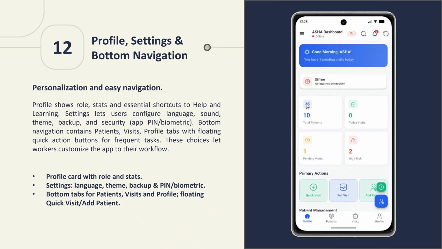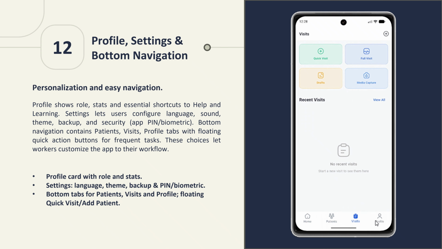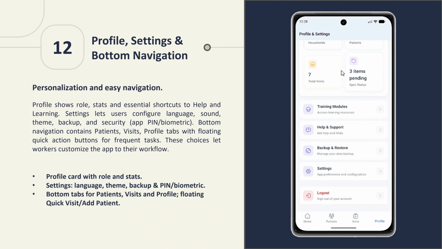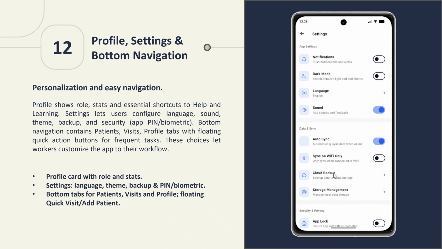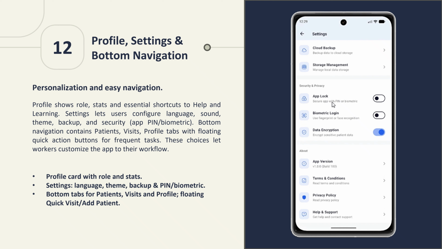For easy navigation, the app includes 4 tabs in the bottom navigation bar: Patients, Visits, and Profile. In the Profile section, users will first see their profile card displaying their role along with important statistics. Below that are all the essential links, including help, learning, modules, and the settings page. Inside settings, users can configure application preferences such as language selection, sound settings, theme options, and backup and security settings. Additional details related to the app and its features are also available here.